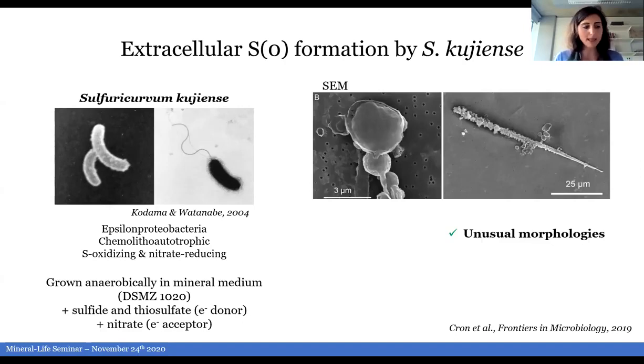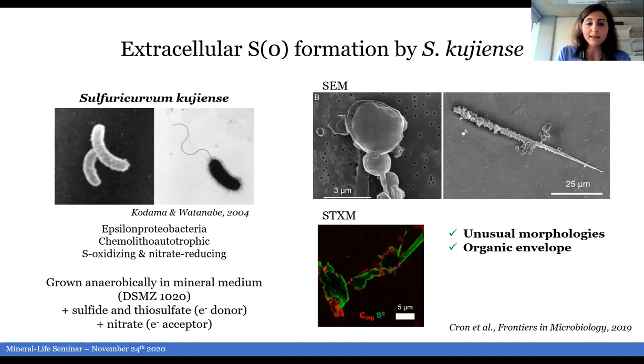So what we did is simply harvest the elemental sulfur produced by this microbe and first look at it with SEM. And what you can see here are a few images of these elemental sulfur particles. What we found is that they have unusual morphologies. We have spherical globules, and we also have these long, weird, spiky rods, however you want to describe them. So here we're ticking a first box for organomineralized sulfur, which is unusual morphology. Then we can bring the particles to the STXM to try to detect organic carbon. And we could show that these sulfur particles are also coated by an organic envelope. So we are ticking the second box.